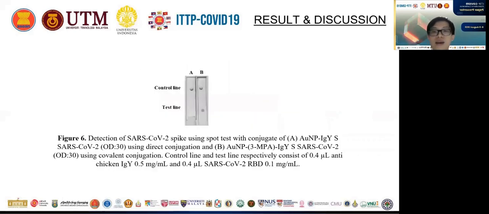And this is the result of the lateral flow assay test. Figure 6A is the direct conjugation and 6B is the covalent conjugation. The control line consists of anti-chicken IgY, and the test line consists of SARS-CoV-2 RBD. As you can see, the control line for both figure A and figure B shows a really good result, which indicates the conjugation has been successfully done. And for the test line, interestingly, we could see that figure 6B is more sensitive than figure 6A.